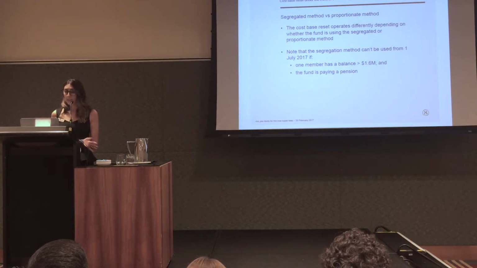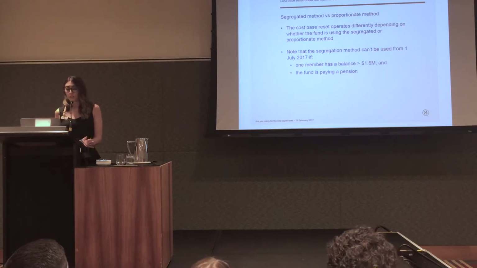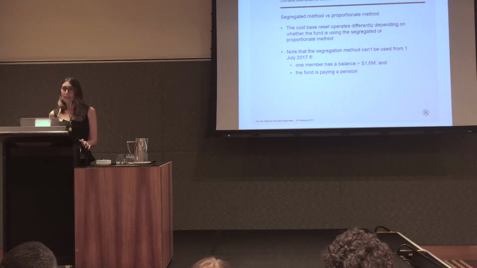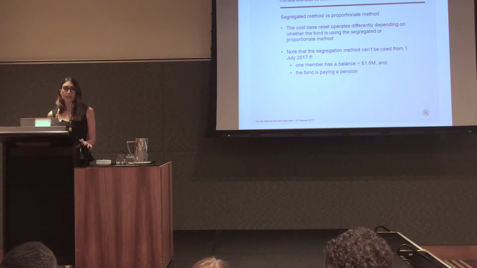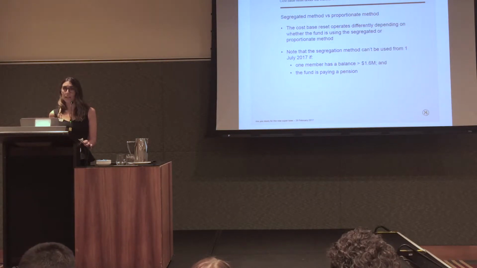So the way the cost-based reset works under the segregated method and the proportionate method operates quite differently. I know that the segregation method can't be used from 1 July if one member has a balance of more than 1.6 million and that fund is paying a pension. So it's important to note that in relation to the 1.6 million, that's across all funds. So it's not just on a per SMSF basis. So as soon as they've got 1.6 across more than one fund, you're out. And as soon as one member has more than 1.6, even if the other members of the fund have less than that amount, the fund can't use the segregation method.